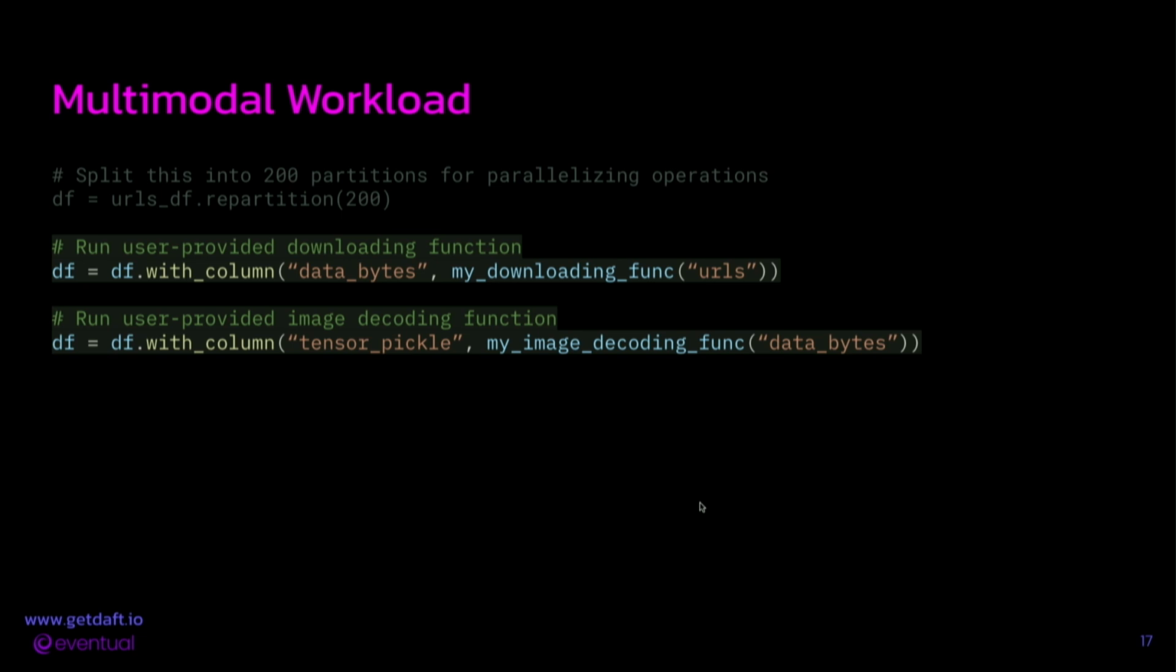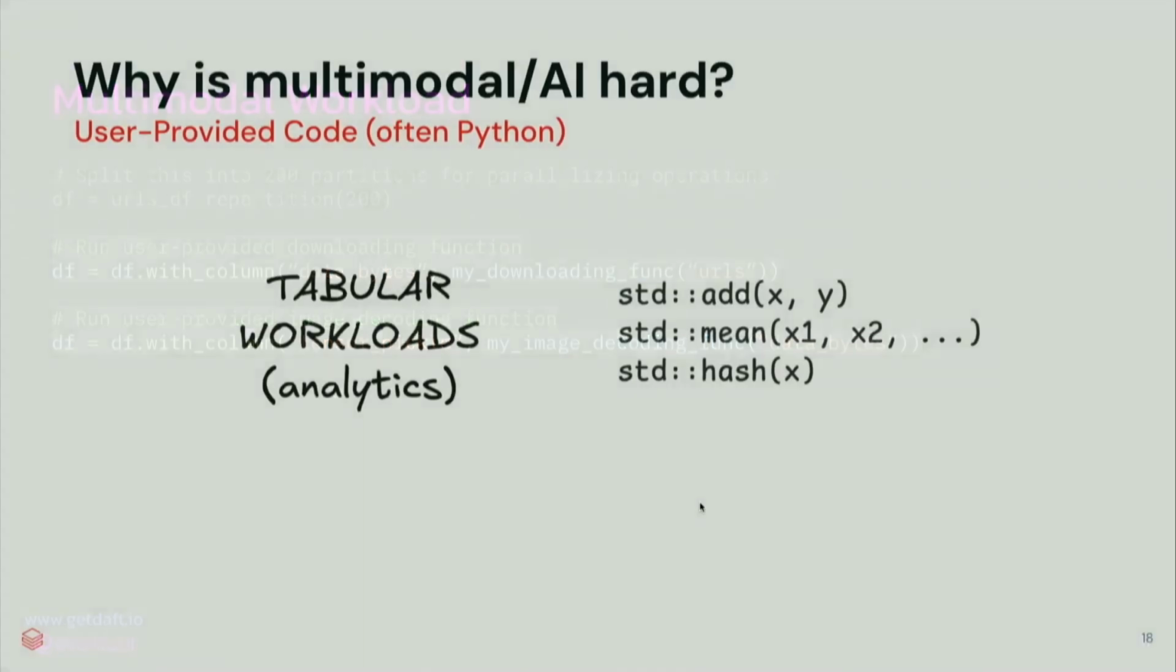Problem number two, now that we have all the URLs in the system, I'm now going to, you can't see this too easily, but I'm now going to run some Python code, right? I'm going to take these URLs, I'm going to download the data using Python, and then I'm going to decode those bytes using Python again into Python data structures, images. What's the problem with this? Well, in tabular workloads, most of the operations you're ever going to run are included with the data engine. The data engine gives you a way to add numbers together, calculate the mean, hash a number, right? Hashing is just about as complicated as it gets in like a traditional database.